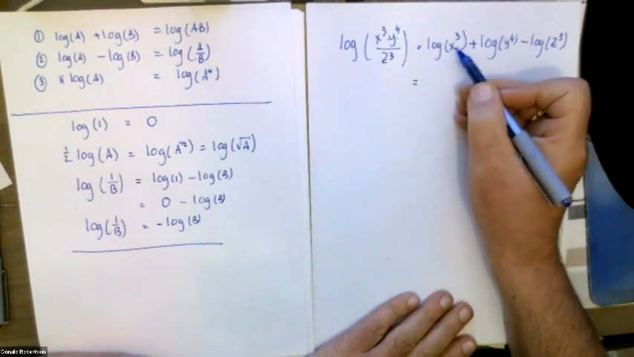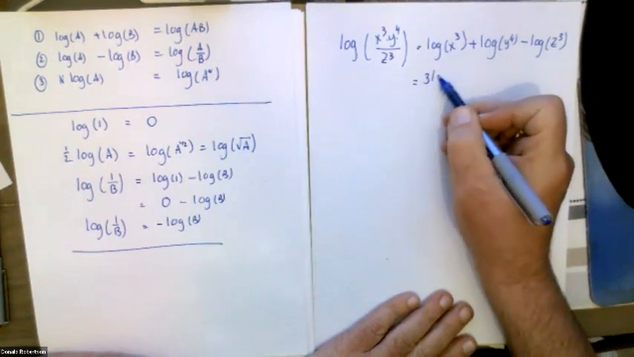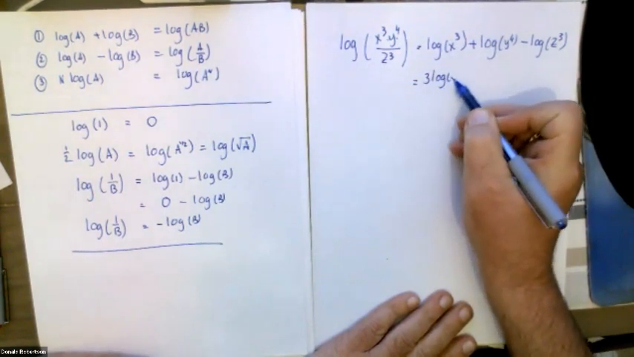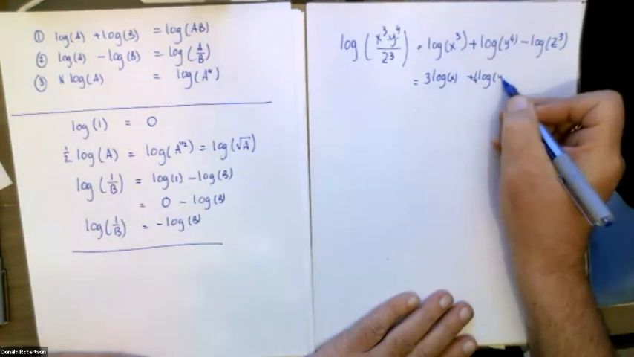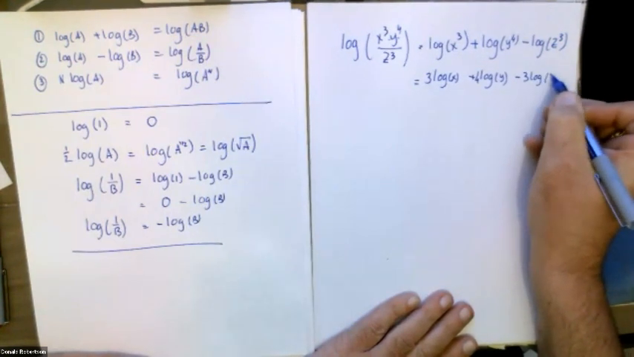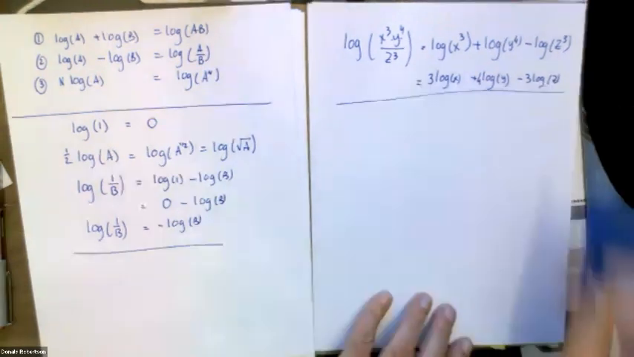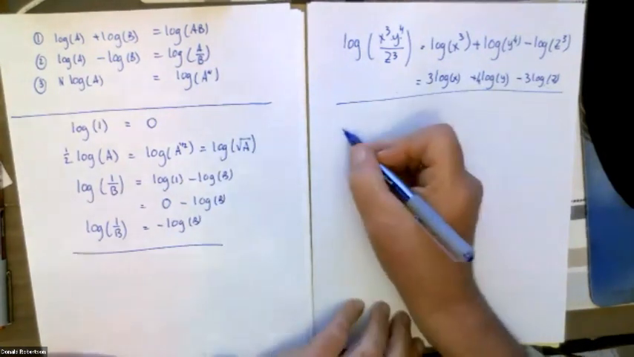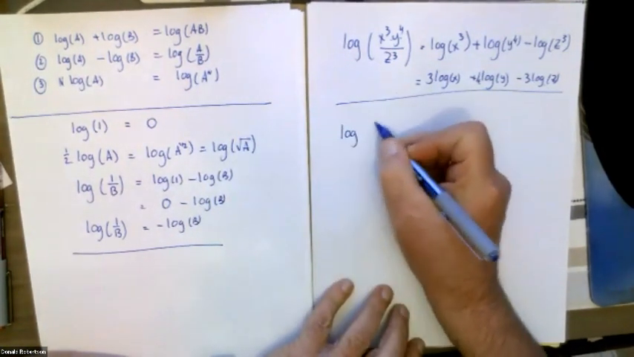Now that's good, but not perfect, because the log of x cubed can now be written as 3 times the log of x. The log of y to the 4 can be written as 4 times the log of y. Take away 3 times the log of z. And we would say this is the expanded version of that one.